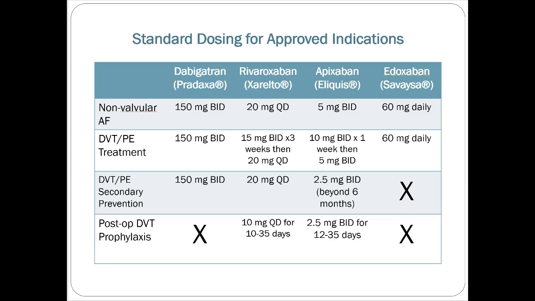Okay, approved indications. Pretty much all of these have had enough evidence and gone through the FDA approval process enough where they've got pretty much all the same indications. So you have non-valvular AFib, DVT-PE treatment, and DVT-PE secondary prevention as the major ones. And here's just all the dosing for it. You can see it's a little bit confusing, whereas with Pradaxa, it's all the same. Rivaroxaban has different dosing, and apixaban also has some different dosing too. And edoxaban's the same. So why are some different and some the same?